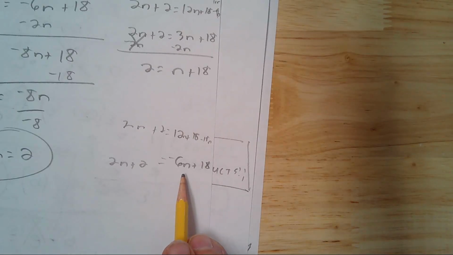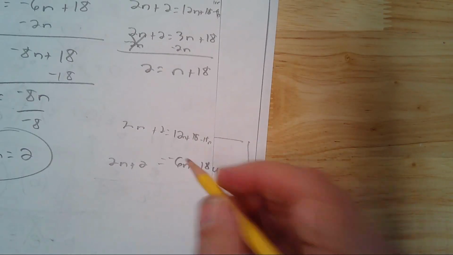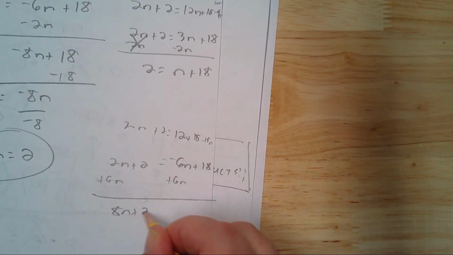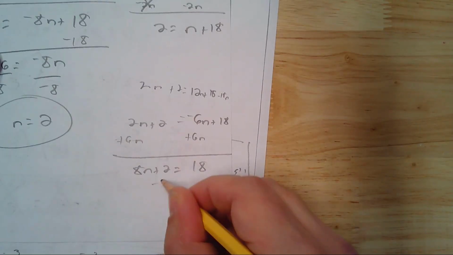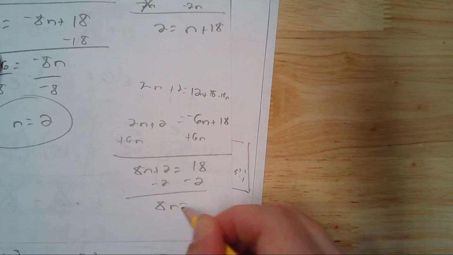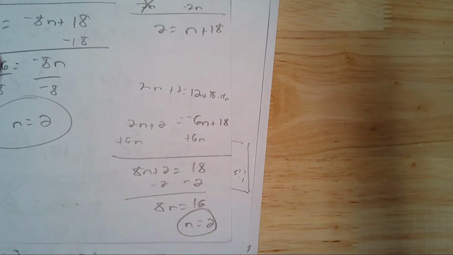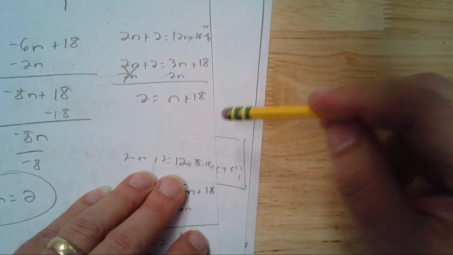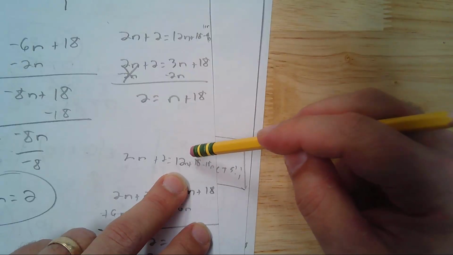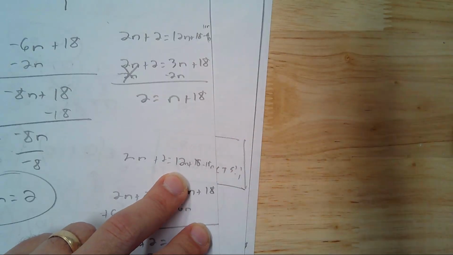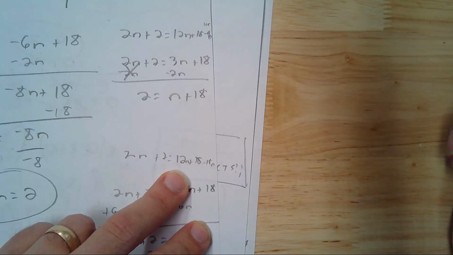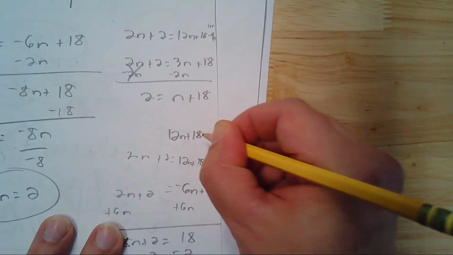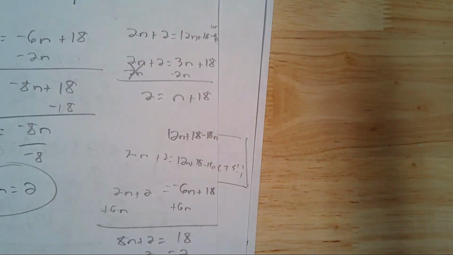There's where you would be. And then what? Add 6n to both sides. 8n plus 2 equals 18. Subtract 2. 8n equals 16. N equals 2. So up here it should have been 8n. You should have been at 12n plus 18 minus 18n, is what you should have been at with the way you were going. Plus 18 minus 18n on the right.